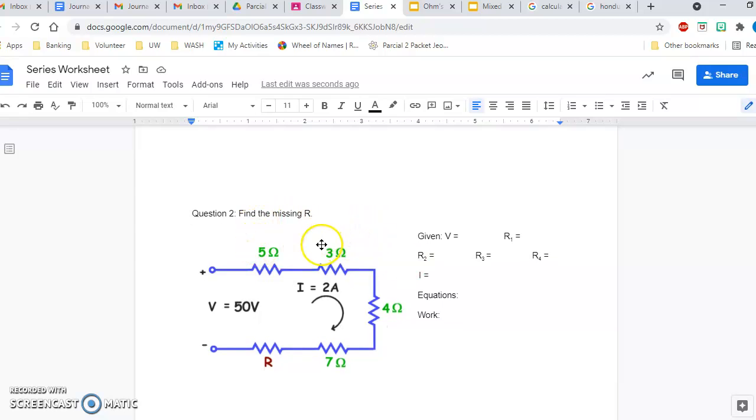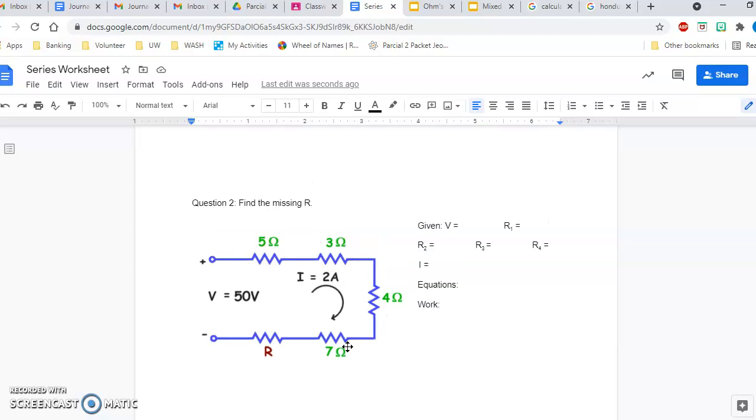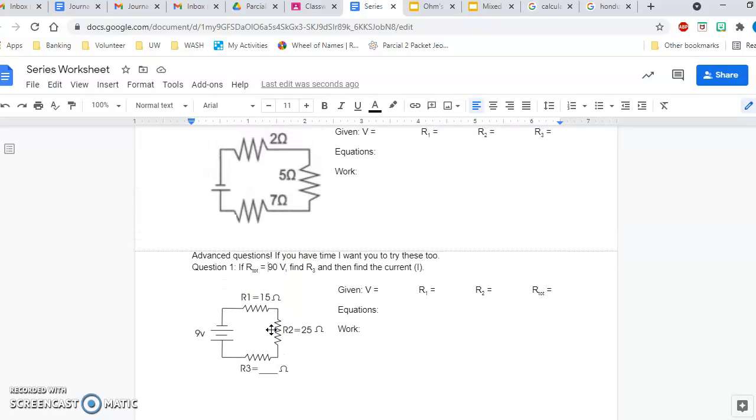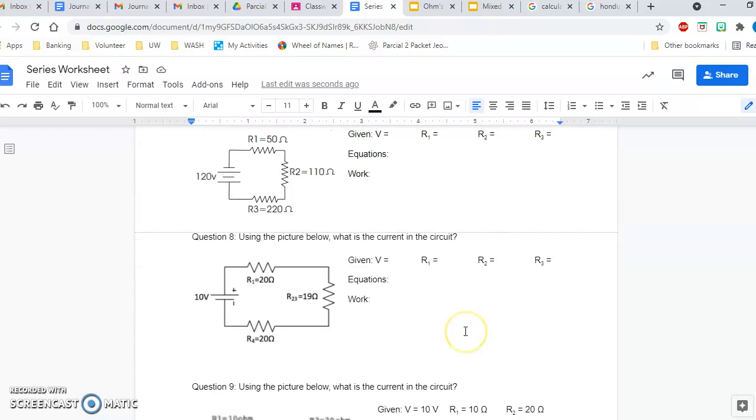And then this one, we're missing an R, and we give you the current. So I give you the current, I give you the voltage, and the thing that you are missing is R total. So if you guys could try that one and see if you get it right, that would be great. But I am not expecting you to do these. These are just for extra work, extra practice, because they're a little bit harder because of the math side of things, the algebra side of things. But that is how we do these kinds of problems.